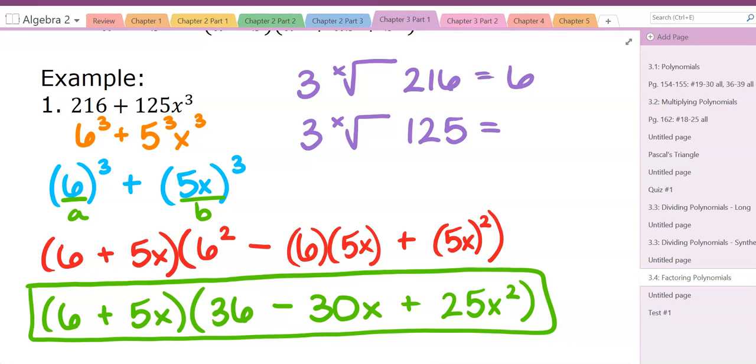Okay, the biggest piece to the puzzle here is to figure out what's A and what's B. Because once you know what those terms are, it's just following the rule up above and plugging in to the right spots. Okay, so let's take a look at the second one here.